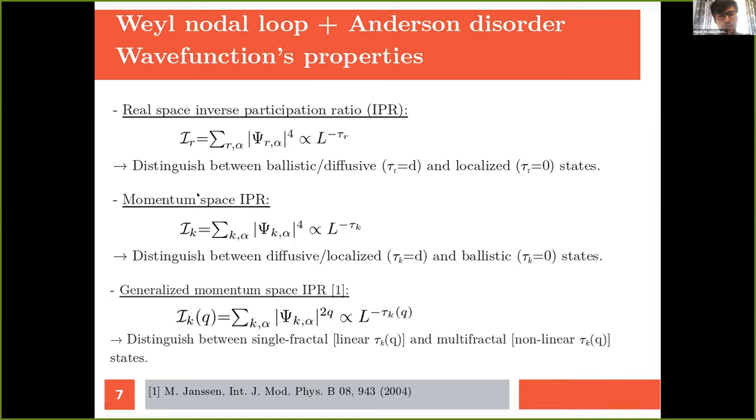We can define also a similar quantity in momentum space. Now we sum the Fourier amplitudes also normalized. But in this case, we define this exponent tau k, which can distinguish between diffusive or localized states for which the wave function is delocalized in momentum space and therefore this scaling should be with the system dimension, or ballistic states for which the wave function is localized in momentum space and therefore it is zero. And finally, we can define this generalized momentum space IPR, in which we just replace this 4 by this 2q, which will define an exponent that will be q dependent. And this allows you to distinguish between these so-called single fractal states where you don't have any multifractality and you observe this linear dependence of tau k on q, and also these multifractal states where you get a nonlinear dependence of tau k on q.